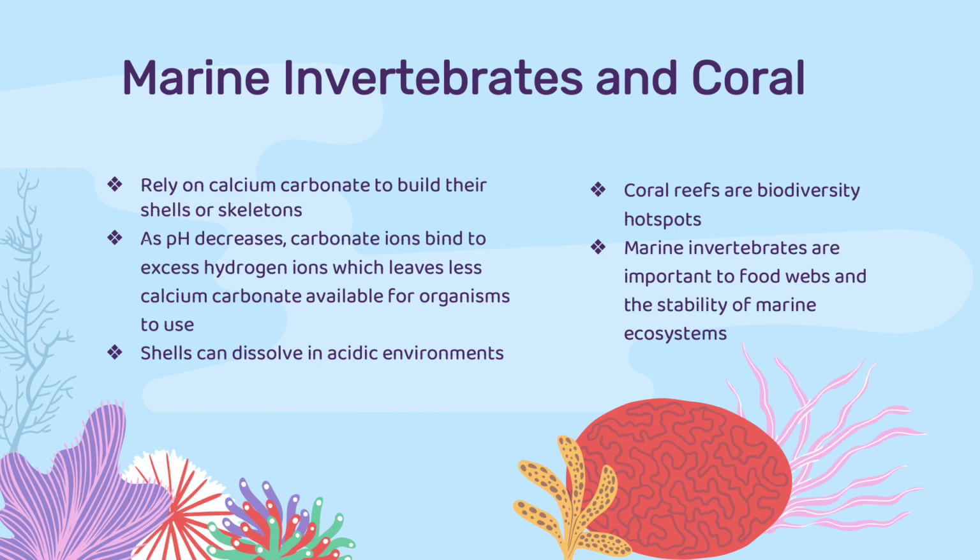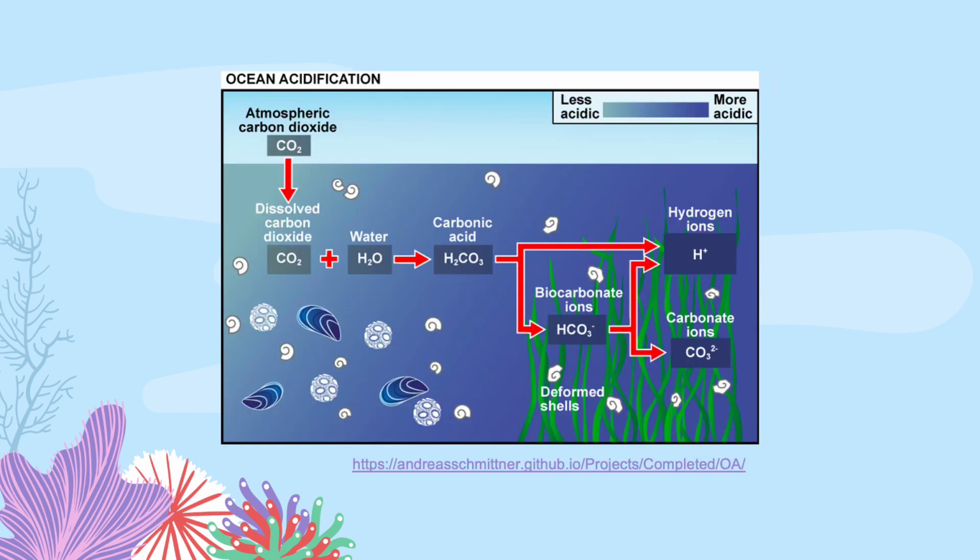This is important because coral reefs are a biodiversity hotspot. Even though they occupy only 1% of the ocean floor, they are home to 25% of marine life. Marine invertebrates are important in trophic cascades and important to the stability of marine ecosystems. This image shows how ocean acidification impacts these marine ecosystems.